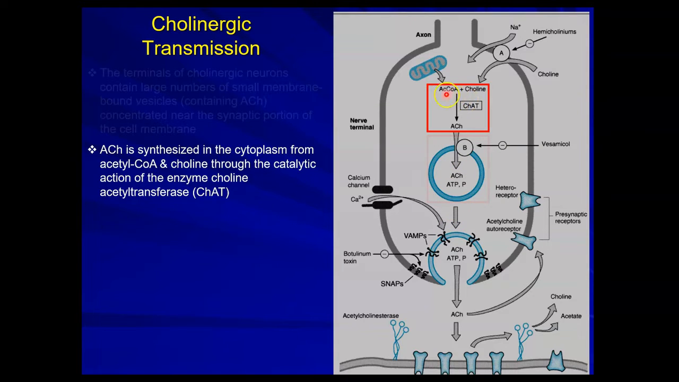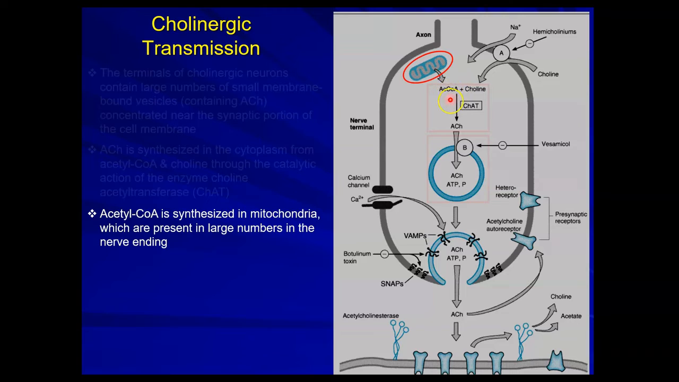Acetylcholine is synthesized in the cytoplasm from acetyl-CoA coming from the mitochondria and choline coming from the extracellular fluid, by the action of the enzyme choline acetyltransferase, ChAT. It's not your chat on WhatsApp or Facebook. It is another type of chat. Choline acetyltransferase, a very important enzyme, catalyzes the synthesis of acetylcholine from acetyl-CoA and choline.